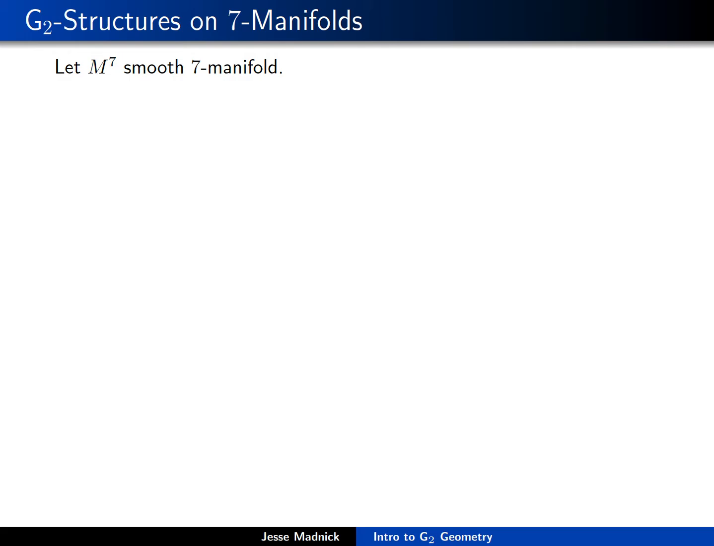In a sense, what we just discussed was the flat model of what we now want to discuss, which is, of course, manifolds. So what we want to do is discuss manifolds whose tangent spaces have the structure that we just talked about. So let's be more precise. Let's say M is a smooth 7-manifold. A G2 structure on M is a definite 3-form. Okay, so this is what a G2 structure is for us. It's a definite 3-form.